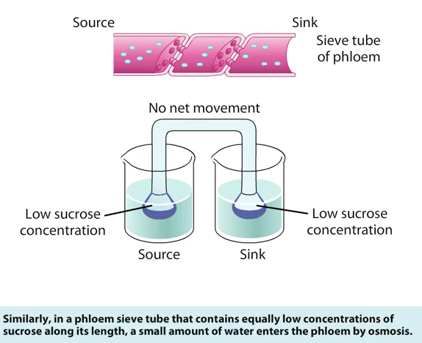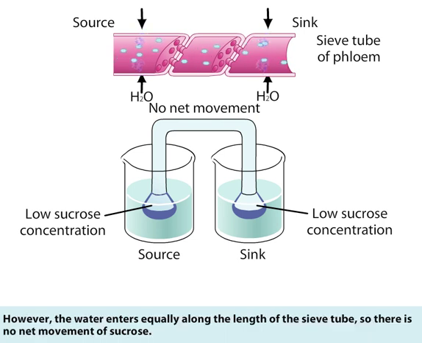Similarly, in a phloem sieve tube that contains equally low concentrations of sucrose along its length, a small amount of water enters the phloem by osmosis. However, the water enters equally along the length of the sieve tube, so there is no net movement of sucrose.